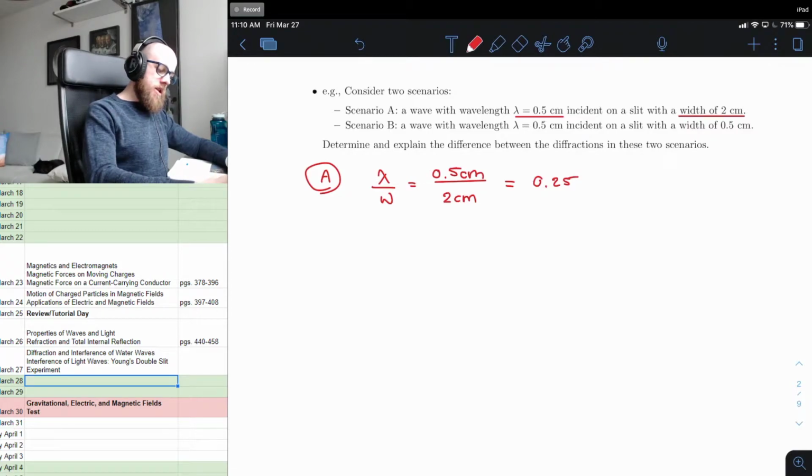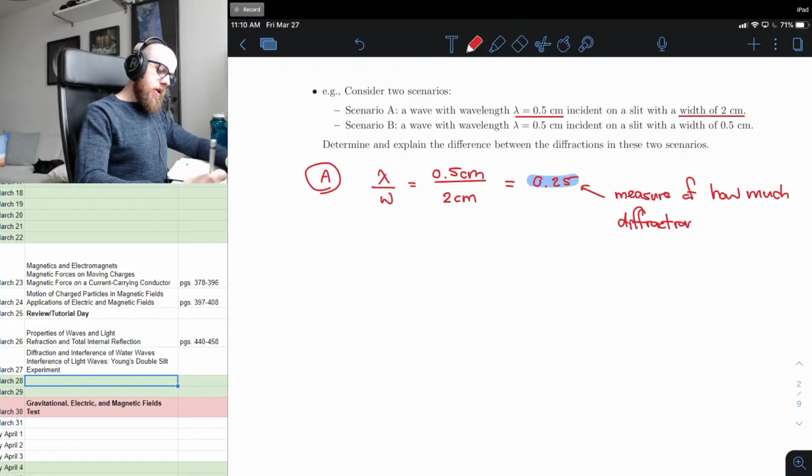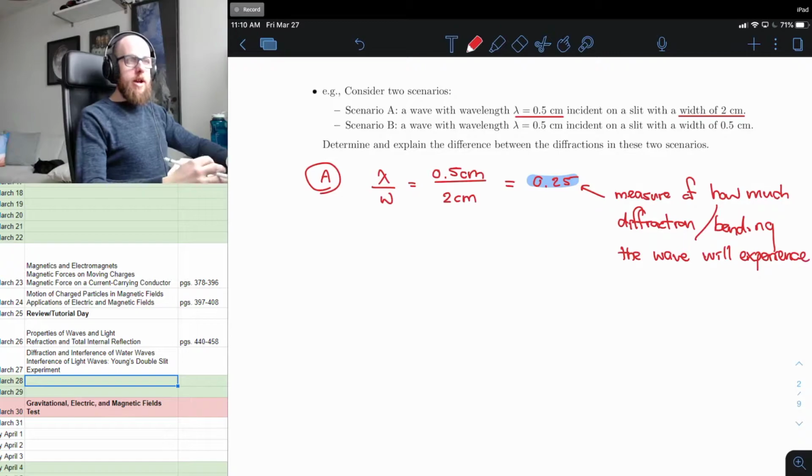Essentially, this 0.25 is a measure of how much diffraction, or bending, the wave will experience. When this number gets closer to 1, it means that the wave will experience more diffraction.